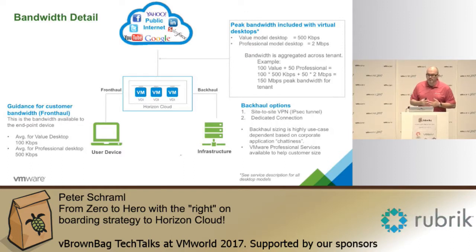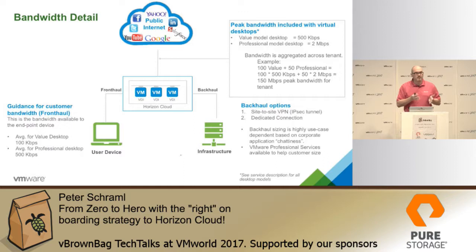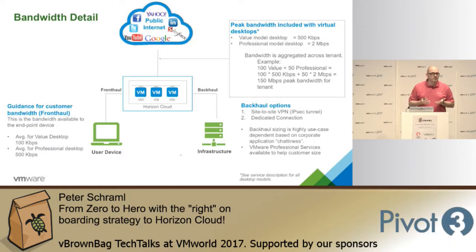We guarantee peak bandwidth. We aggregate that per pool or per desktop, so each desktop has a particular amount of bandwidth that we provide. Aggregate that up to the amount of desktops, that's your available peak bandwidth that you have on our internet-facing point of access.